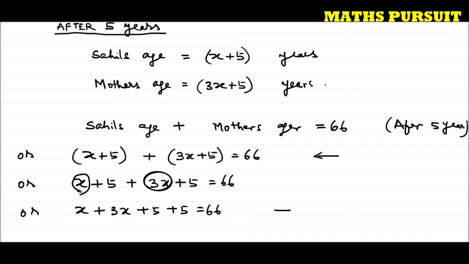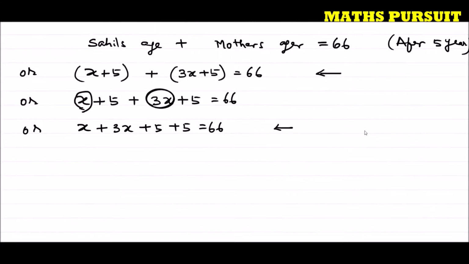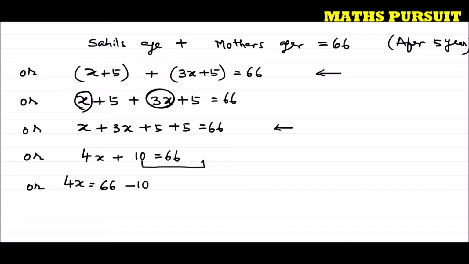What I did in this step, I just moved the x together so that it would be easy for us to add the things without getting confused. So what we got here? We got x plus 3x plus 5 is equal to 66. Or I can write x plus 3x is nothing but 4x plus 5 is 10 is equal to 66. Or I can write 4x is equal to 66 minus 10, just moving this 10 to the right side of this equation.